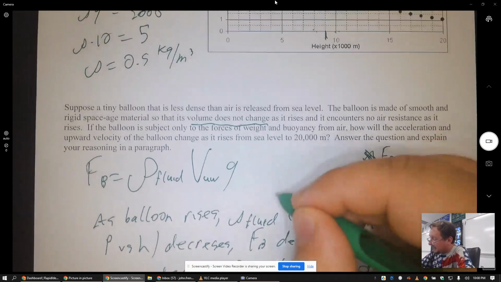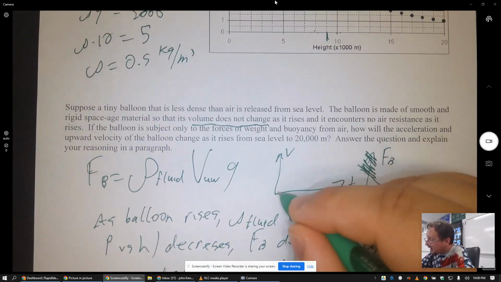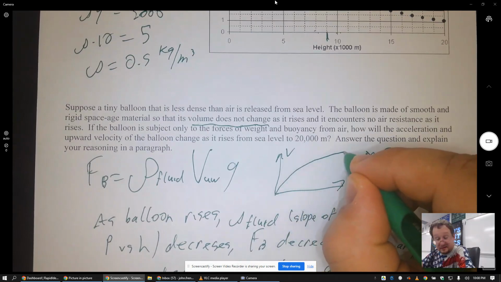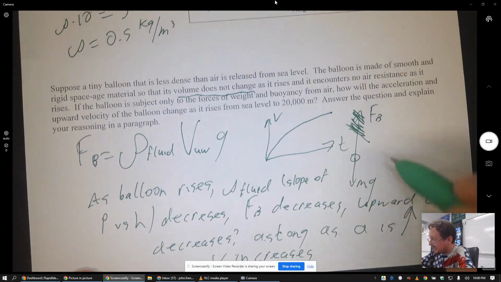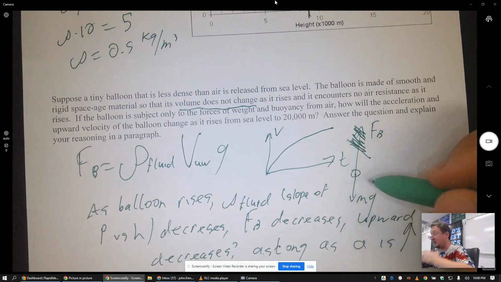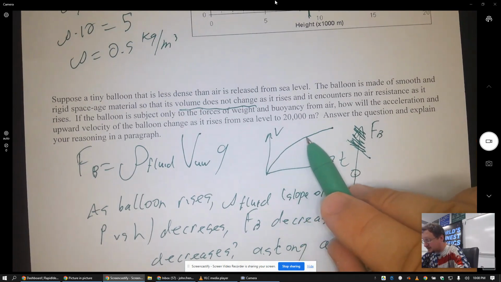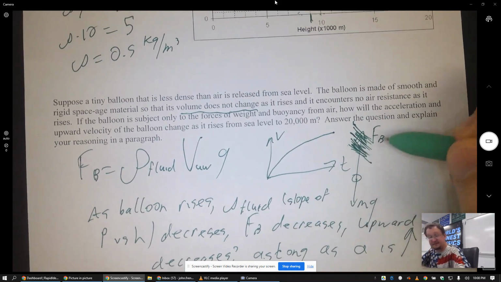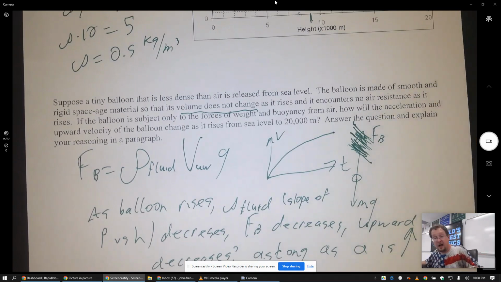So here's what a velocity versus time graph might look like, where the velocity is always increasing as long as the acceleration is up, and the buoyancy force is always bigger than the weight. But the acceleration, which is the slope, gets less and less as the bigger force up decreases. And then eventually the two forces will balance, and if there's significant air resistance on the balloon, it will just stop at that height, and then eventually it'll deflate and pop. Okay, so that's the end of that.